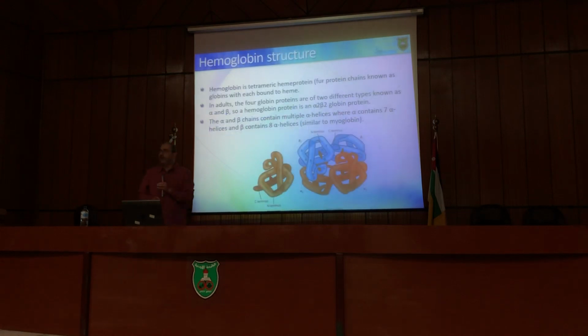So, hemoglobin. Hemoglobin is a tetramer. That is, it's made of 4 polypeptide chains. 2 of them are identical and the other 2 are also identical, but these are different from each other. Adult hemoglobin is known as alpha 2 beta 2. That is, there are 2 chains of alpha and 2 chains of beta, which is different than fetal hemoglobin.